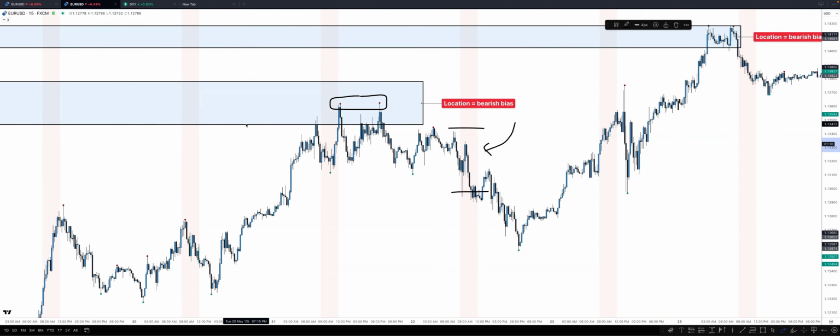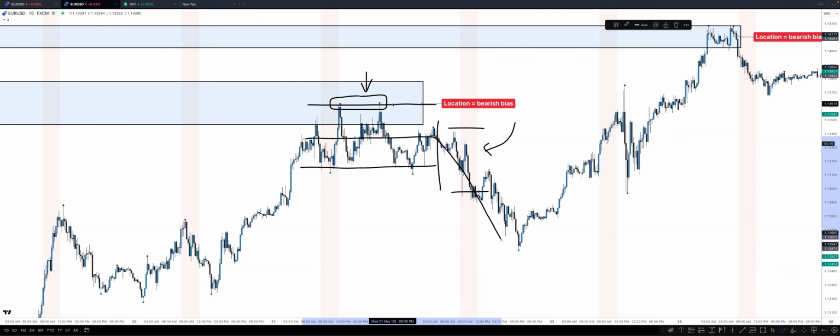Moving into the session, I can see price before the session moving into this location and moving sideways. I can start anticipating that the market's going to move in a direction. That direction is likely going to be initiation structure moving in one direction. Now, as we can see here, price is ranging and then moving bearish.